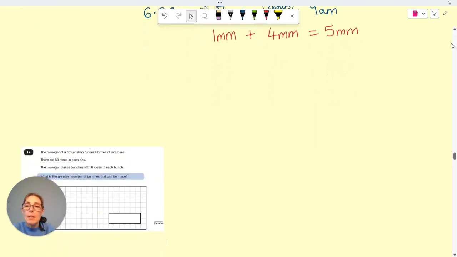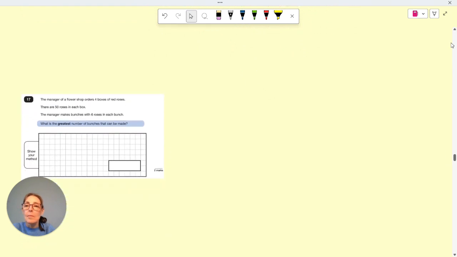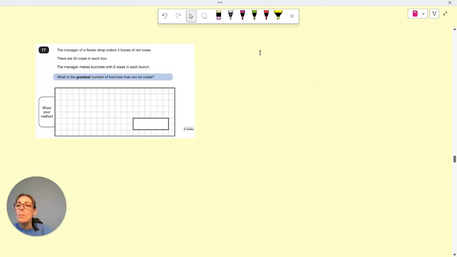On to number 17. Number 17, the manager of a flower shop orders 4 boxes of red roses. So red roses, 4 boxes. Okay. There are 50 roses in each box.